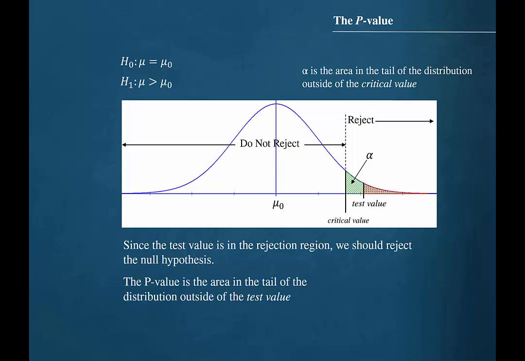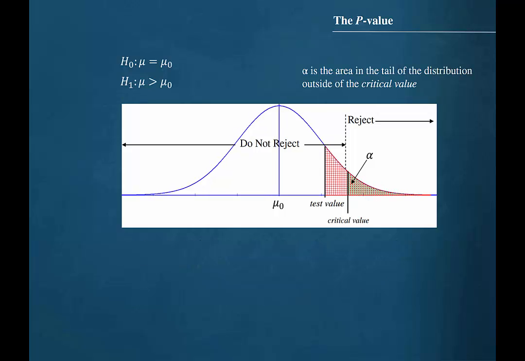The p-value is the area in the tail of the distribution outside of the test value. So the p-value is the area under the curve shaded in red. Note that this area shaded in red is smaller than the area shaded in green. So therefore, the p-value is less than alpha.